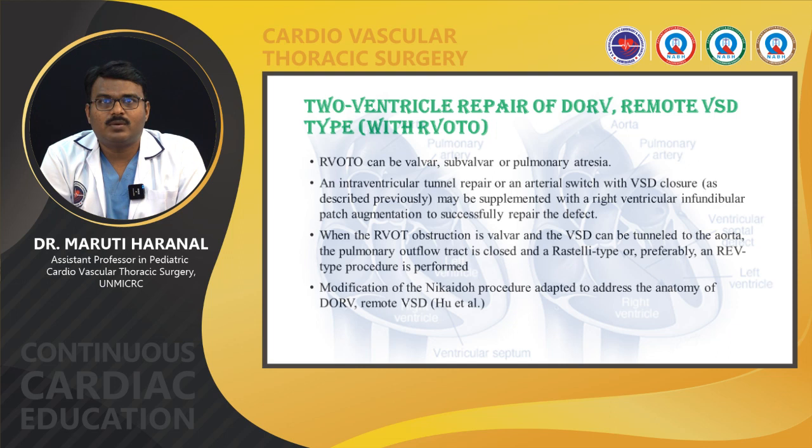RVOTO can be valvular, subvalvular, or it can be in the form of pulmonary atresia. An intraventricular repair or an arterial switch VSD closure, as described previously, may be supplemented with a right ventricular infundibular patch augmentation to successfully repair the defect. When the RVOT obstruction is valvular and the VSD can be tunneled to the aorta, the pulmonary outflow tract is closed and a Rastelli type or preferably REV operation can be performed. Modification of the Nikaidoh procedure adapted to address this anatomy by Hu et al.